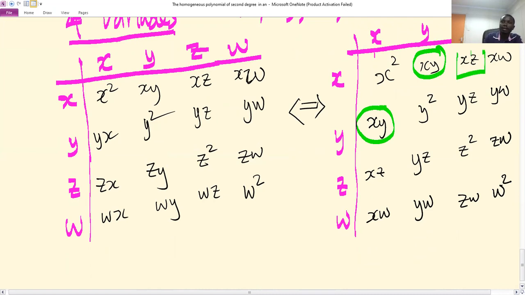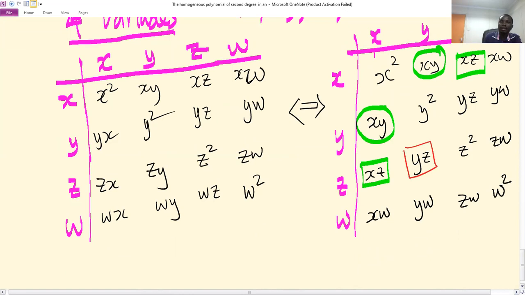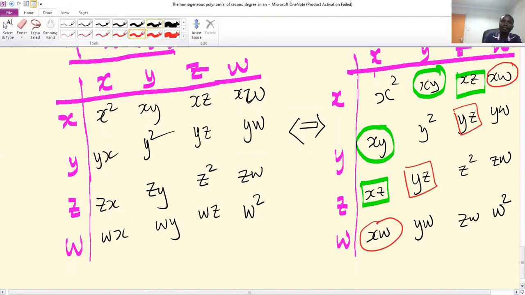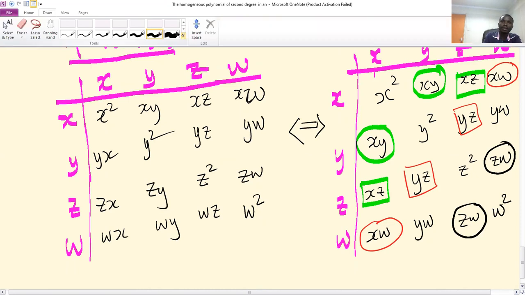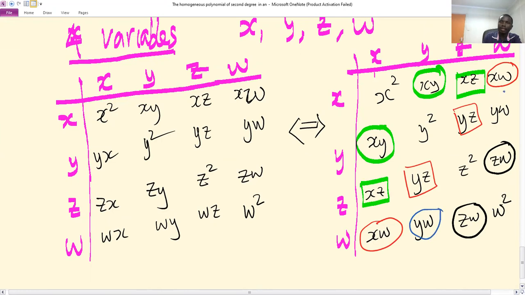This element here and this element here, they are the same. So that's why we have 2 in the formula we gave. This element here is the same as this element here. That's why there are 2 of them in the formula. And then this element here and this element here are the same. So that's why you have 2. And this element here is the same as this element here. And this element here is the same as this element here.